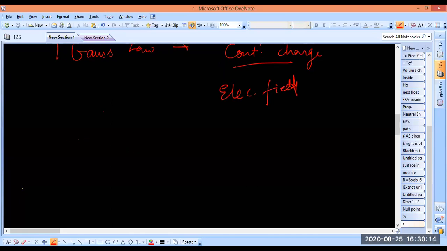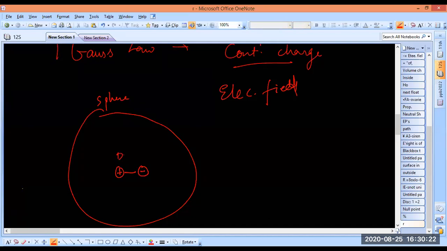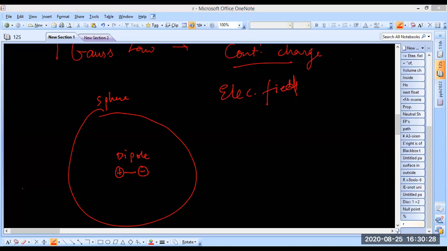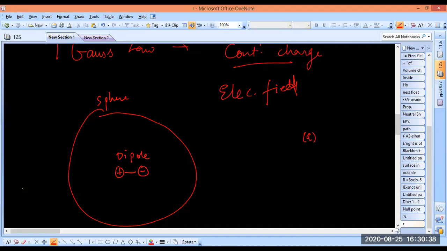So the question is that suppose this is some sphere, and at the center of that sphere we put a dipole. So this is the dipole. Now based on that we have to check the options. Flux of electric field through sphere is zero. Yes, option A is right. Then electric field is zero at every point on sphere.